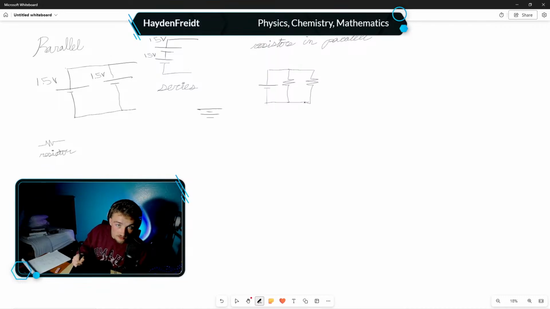And again, those are resistor symbols. We'll just call this R1, R2, and this is our battery, 1.5 volts. Okay, resistors in parallel, we'll go to resistors in series.